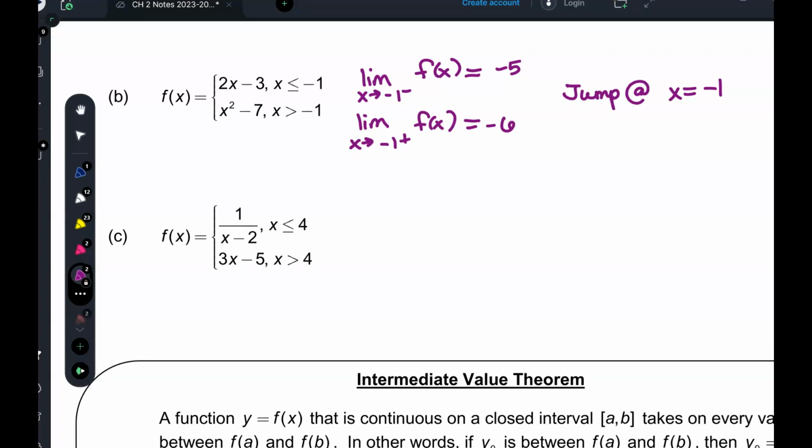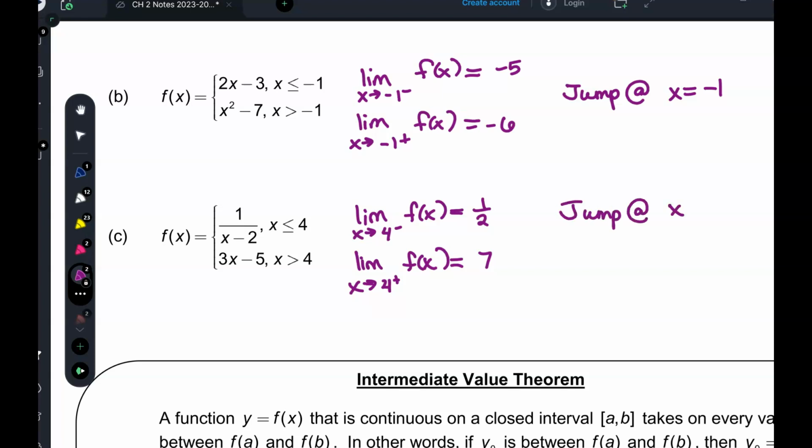Another piecewise function. However, we've got some interesting things going on with this piecewise function. Part of it is rational. So let's first check the limits from the left and the right. So from the left of 4 is what? 1/2. And from the right? Okay, so definitely there's a jump at x equals 4. Is that it though?